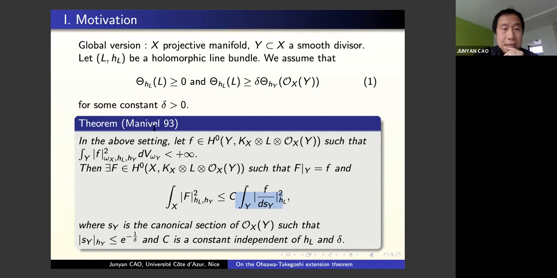And moreover, I would like to remark that by using the proof of the theorem, it's easy to see that if the L2 norm of the right-hand side is bounded, even in the case where Y is not smooth, we can always find an extension such that its L2 norm is bounded by this term. But in general, for applications, we cannot hope that we have the finiteness of this L2 norm.